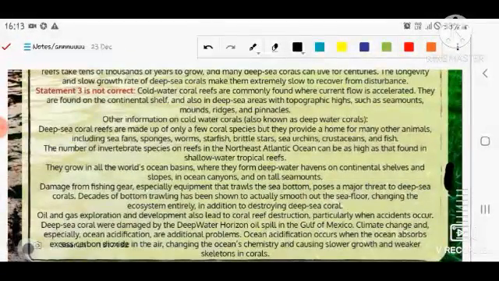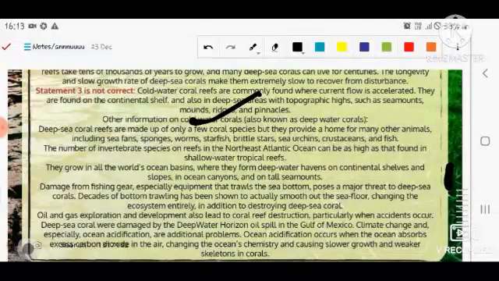Cold water coral reefs are commonly found where the current flow is accelerated. They are found on the continental shelf and also in the deep sea area with topographic highs such as seamounts, mount ridges and pinnacles. Other information regarding cold water corals: deep sea coral reefs are made up of only a few coral species, but they provide a home for many other animals.